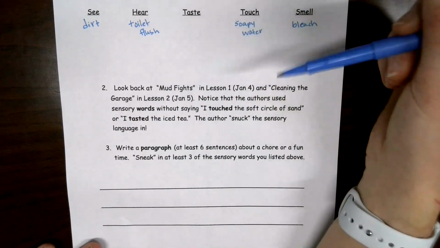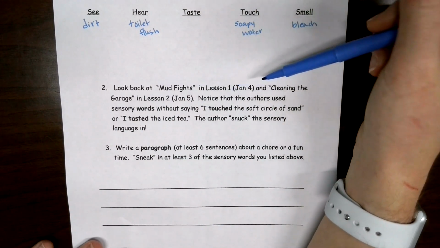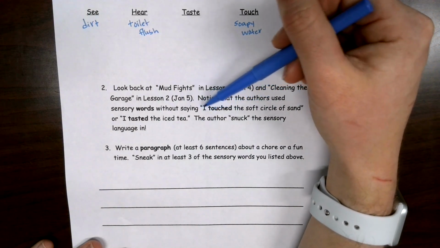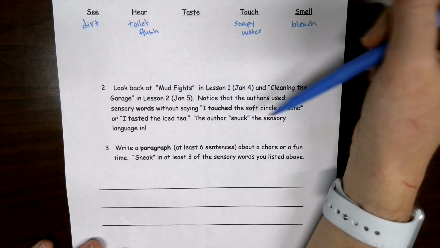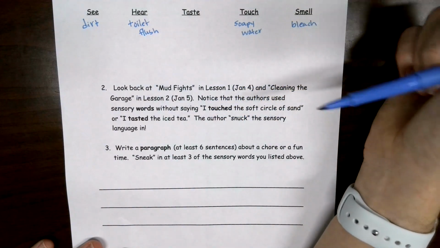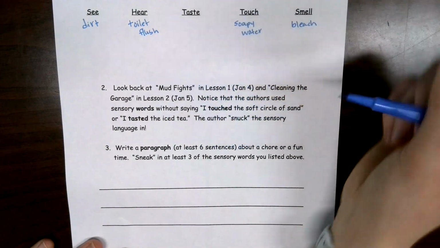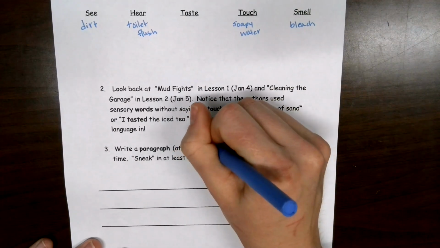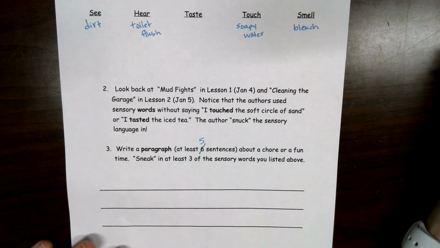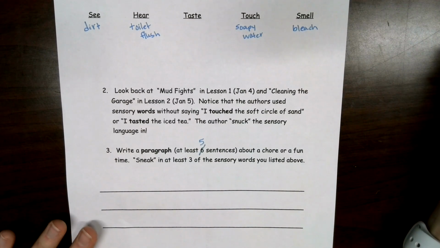And then look back at mud fights and cleaning the garage. Notice the authors use sensory words without saying, I touched the soft circles of sand. I tasted that. I see. The author snuck the sensory language in. So you need to write a paragraph. I'm okay if you don't do 6. We can bump it down to 5. About a chore or a fun time. Sneak in at least 3 of the sensory words listed below.